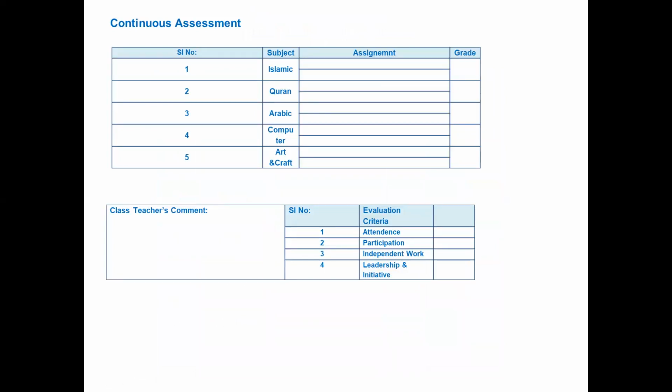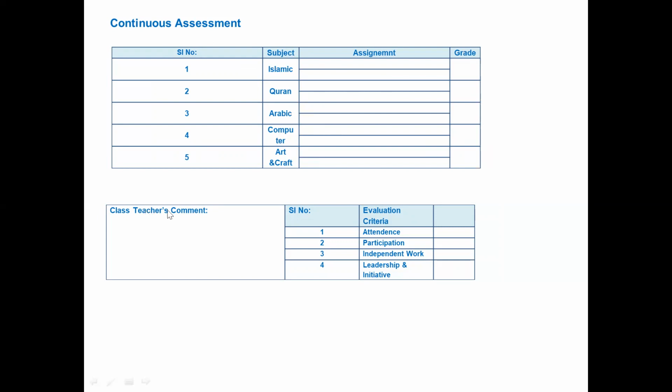This is the first part which I have shared, and this part is a single page in the Word document which I have shared with you. You have to give continuous assessment also. So they have the subjects Islamic, Quran, Arabic, computer, art and craft. For the assignments, at least give 2 from Islamic, 2 from Quran, 2 from Arabic, 2 from computer, 2 from art and craft, and give them an overall grade here.